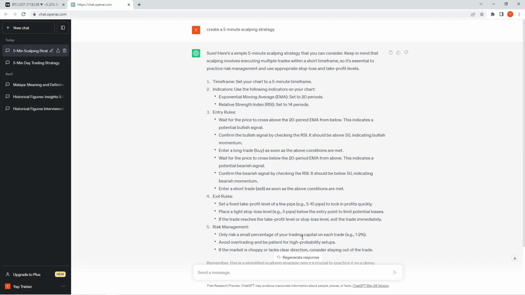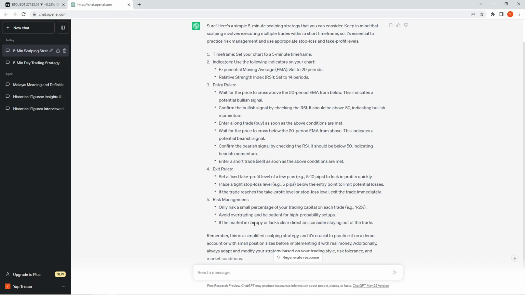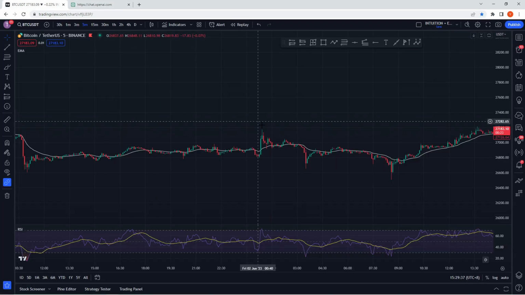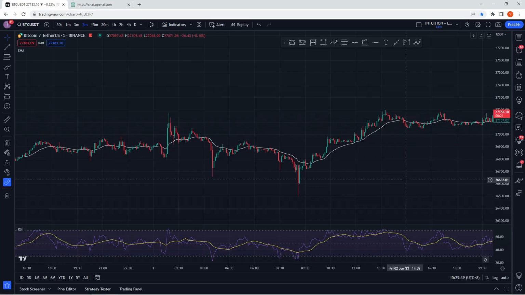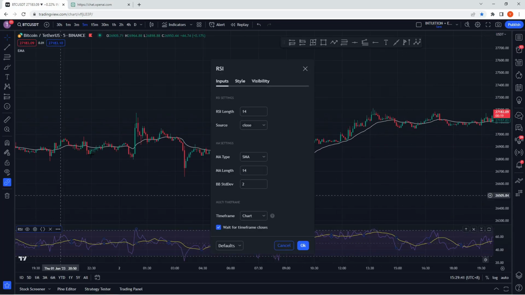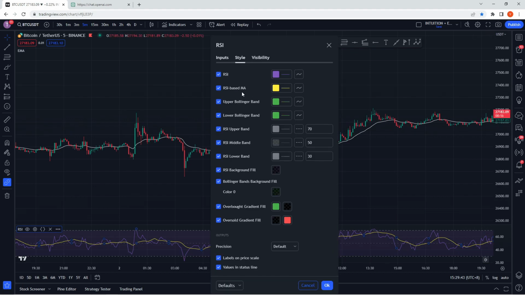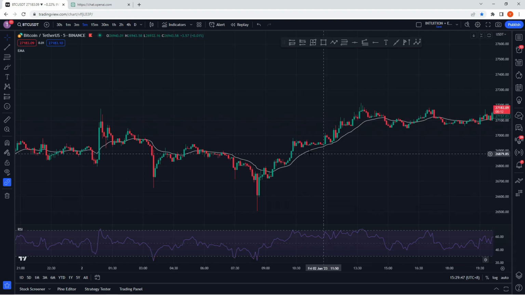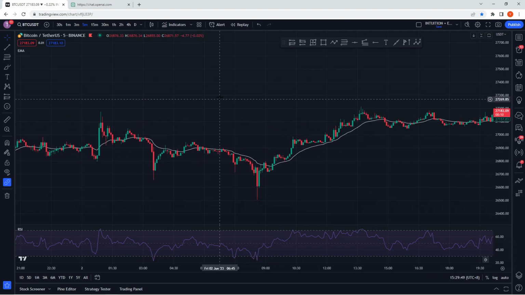Risk management wise, good rules to give: risk a small percentage, avoid overtrading, and look for high probability setups. So let's dive straight into how the strategy works. I'm going to change certain things. I'm going to remove the RSI based MA, but that's basically it. So let's see how the strategy works and see whether it's actually good.